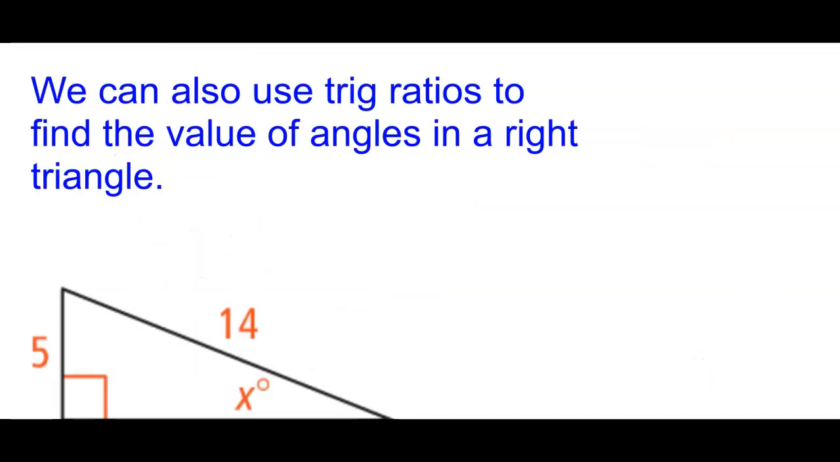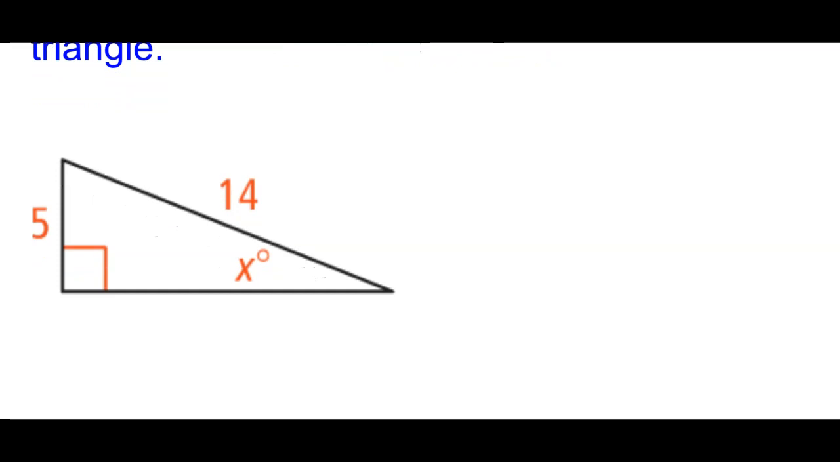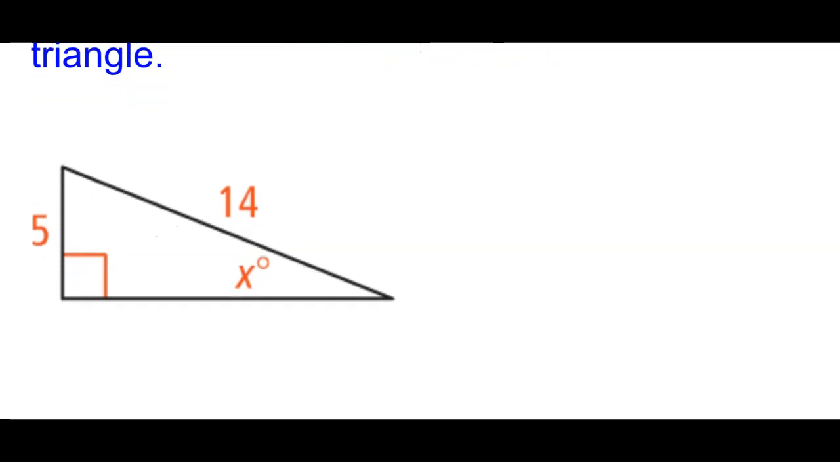So not only can trig be used to find the side values, we can also use it to find the angles. So let's take a look at how we would do that. In this case, once again, you could find the third side by using Pythagorean theorem, but they're not asking you for the third side. They want to ask you for the angle there.